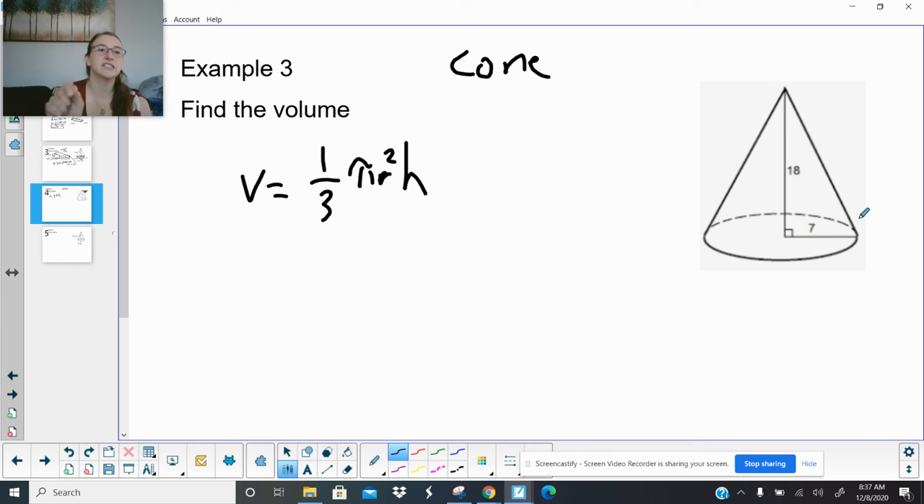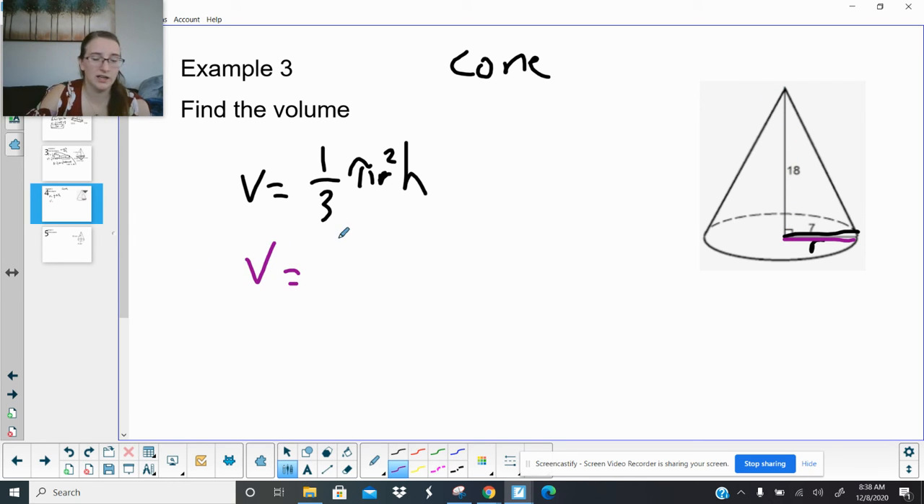The radius is specifically and only the distance from the center to the outside. This is R. This is not R. Do you remember what that would be instead? That would be a diameter, right? The diameter is the whole circle. R is just half. We need the half. So there's our radius. There's only one other number, but what's the height then that we're going to use? 18. Once again, that height goes straight up.